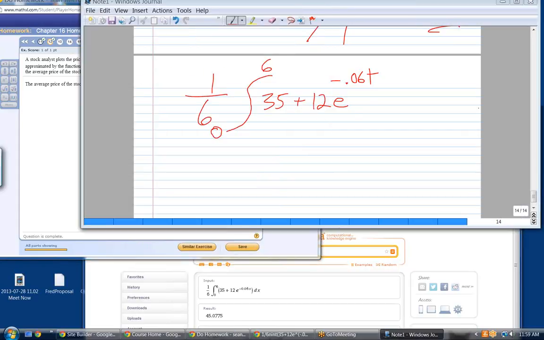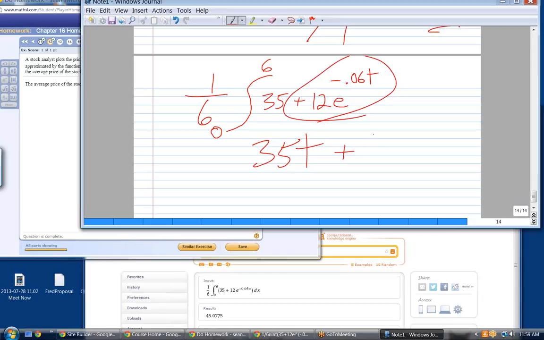Do you want to just real quickly integrate that for me? 35t plus what? How do we do this part here? Find the antiderivative of that. Uh, 35t plus 12 e to the first. No, make it the same. Remember, the variable's in the exponent, so it's an e to the x function.